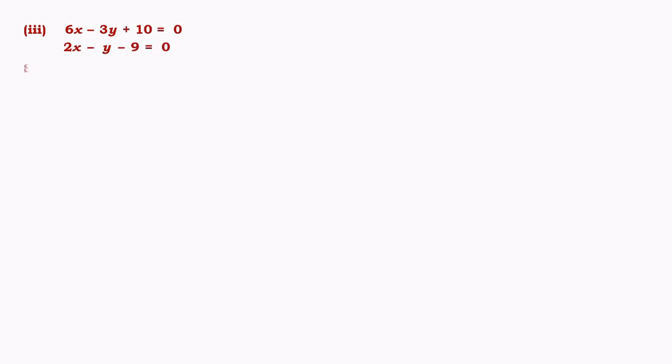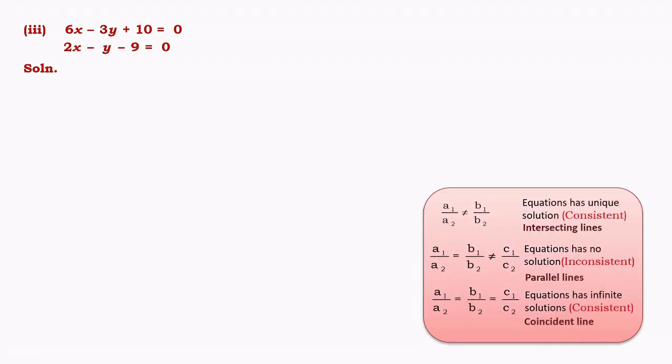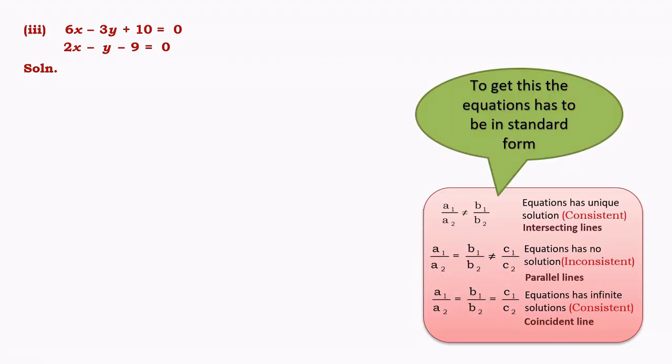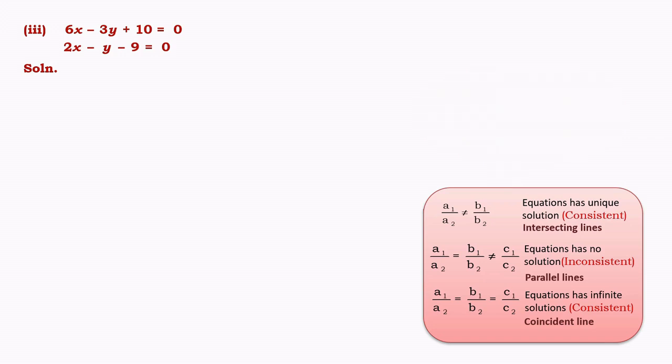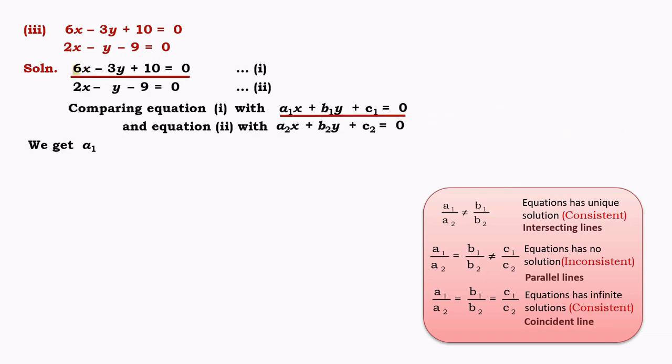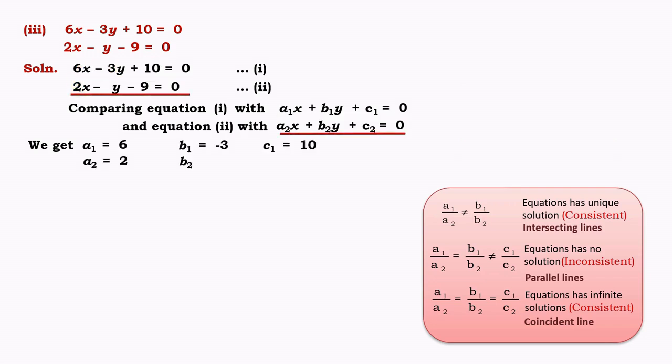Let us now solve the third example. We are given two equations: 6x minus 3y plus 10 equals 0 and 2x minus y minus 9 equals 0. First, compare both equations with the standard form ax plus by plus c equals 0. From the first equation, a1 is 6, b1 is minus 3, and c1 is 10. From the second equation, a2 is 2, b2 is minus 1, and c2 is minus 9.